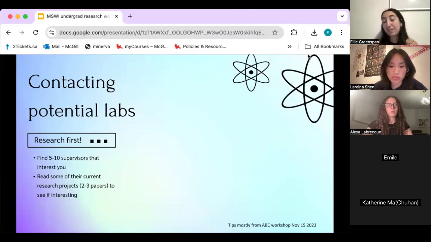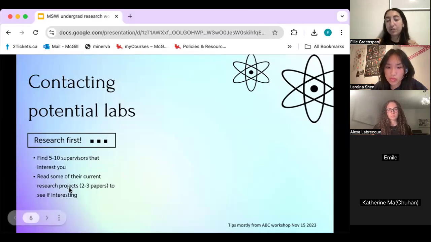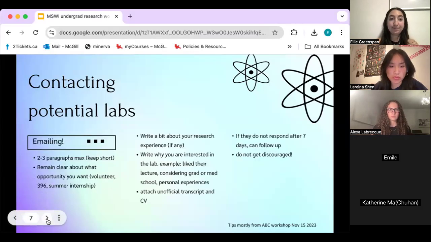And then I would recommend finding 5 to 10 that you're like, okay, I would love to work with them. And you could read a bit about their current research projects. This you could find on PubMed if you search up the professor and see if it interests you, because likely that is the type of thing that you would help out with.